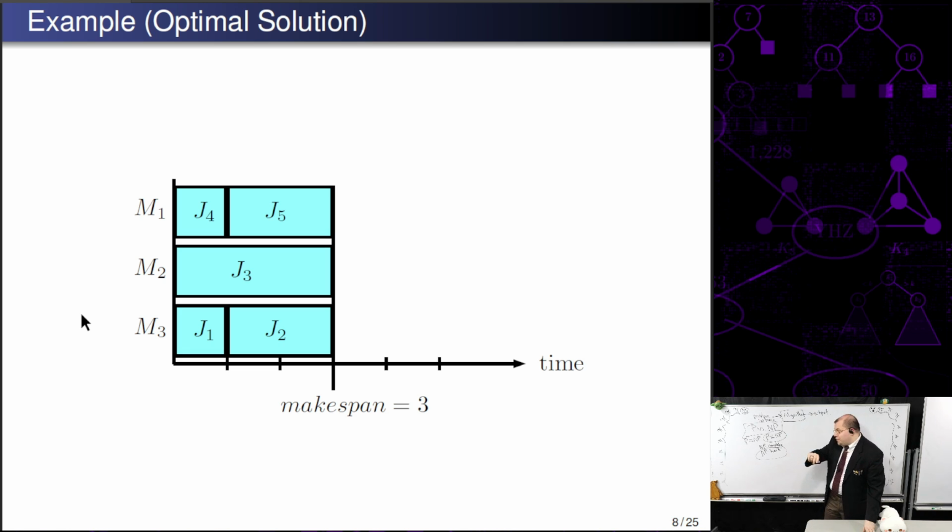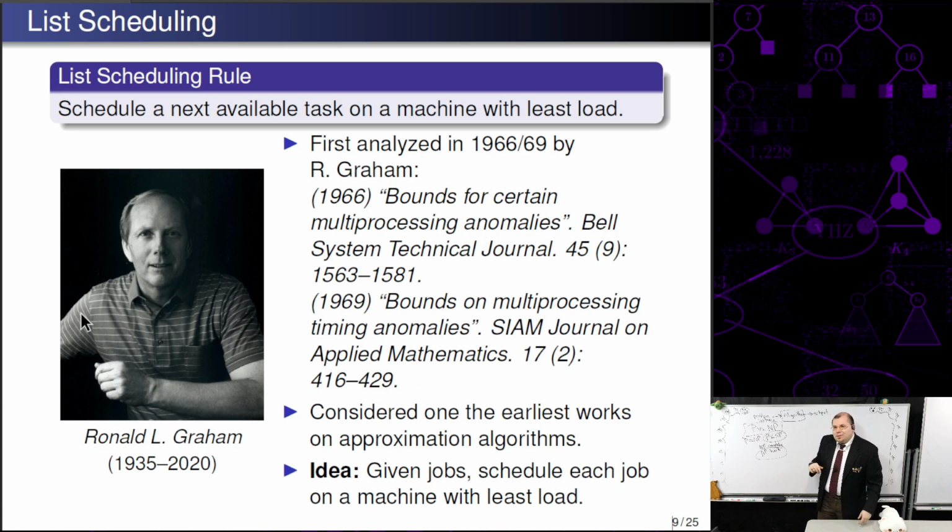So I'm going to show you our first algorithm here. This is a classic in approximation algorithms and operations research, list scheduling. Now this was first analyzed by the great late mathematician Ronald Graham, and it's effectively this. It's a very simple rule. All I'm going to do is schedule the next available task on a machine with least load. That's it.